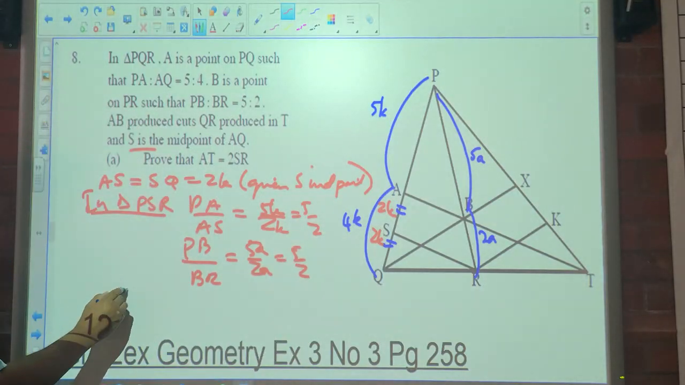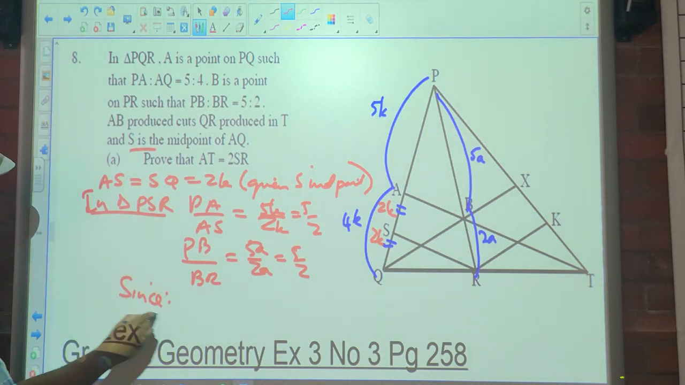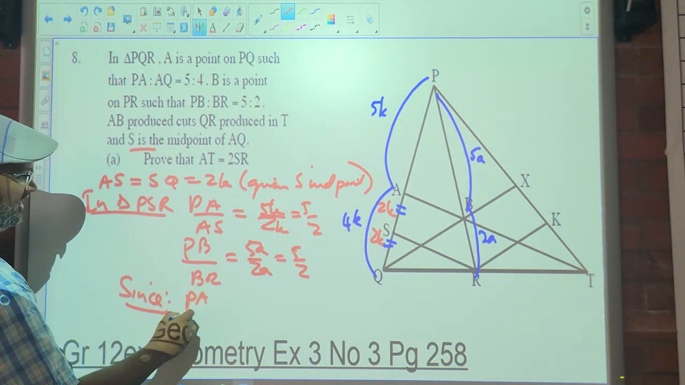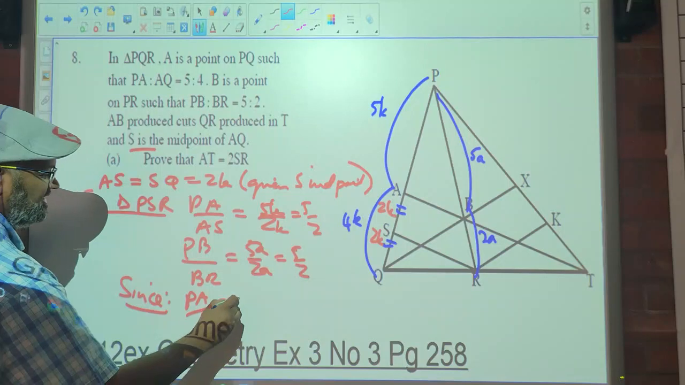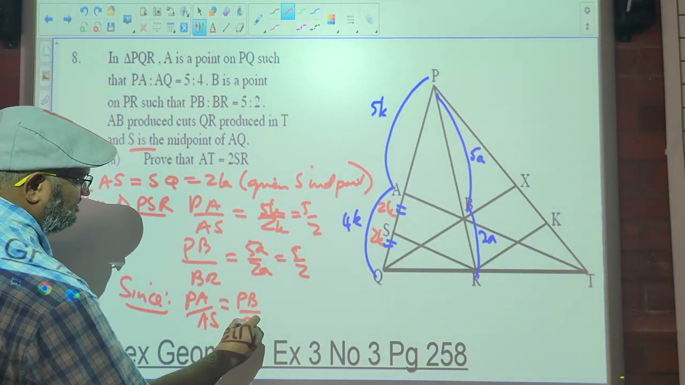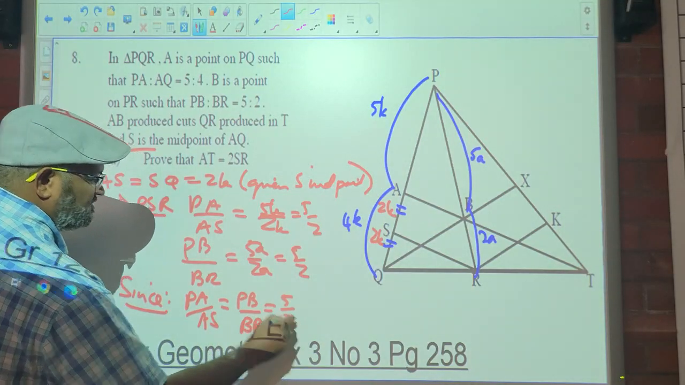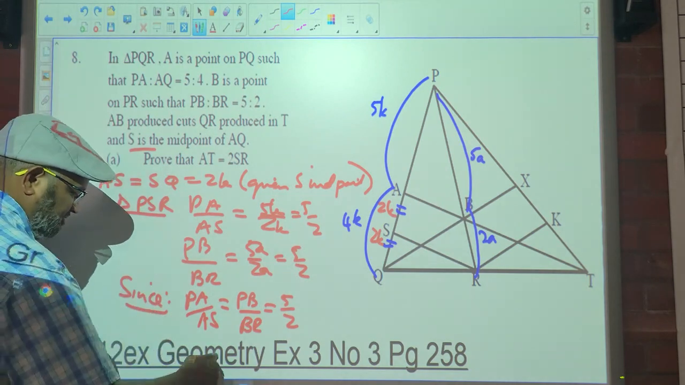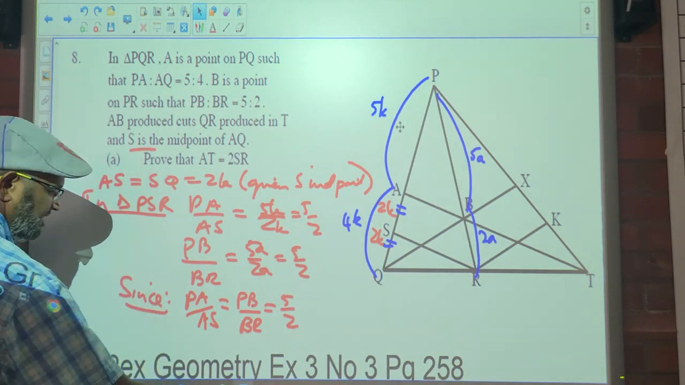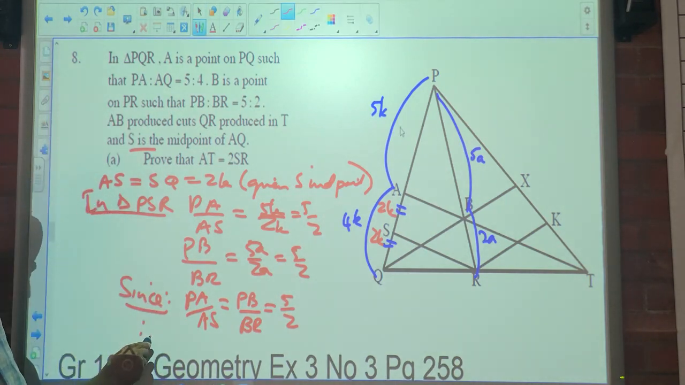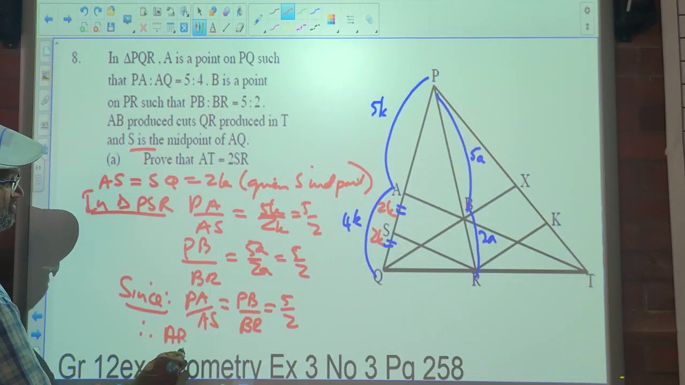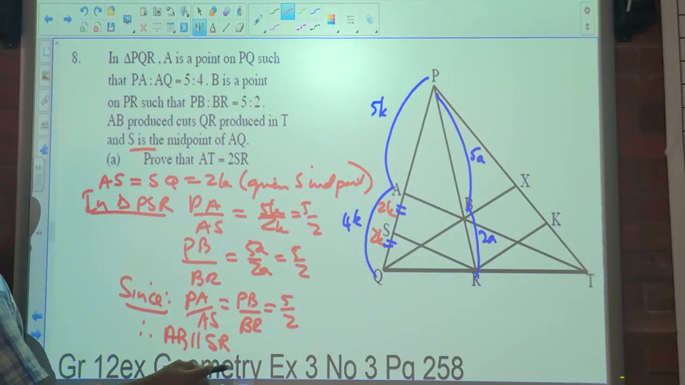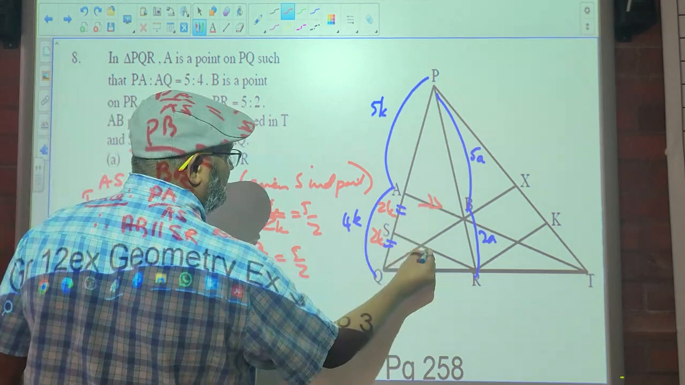So hang on, since PA over AS is equal to PB over BR is equal to 5 over 2, since that's the case, therefore AB is parallel to SR. And why is that parallel?